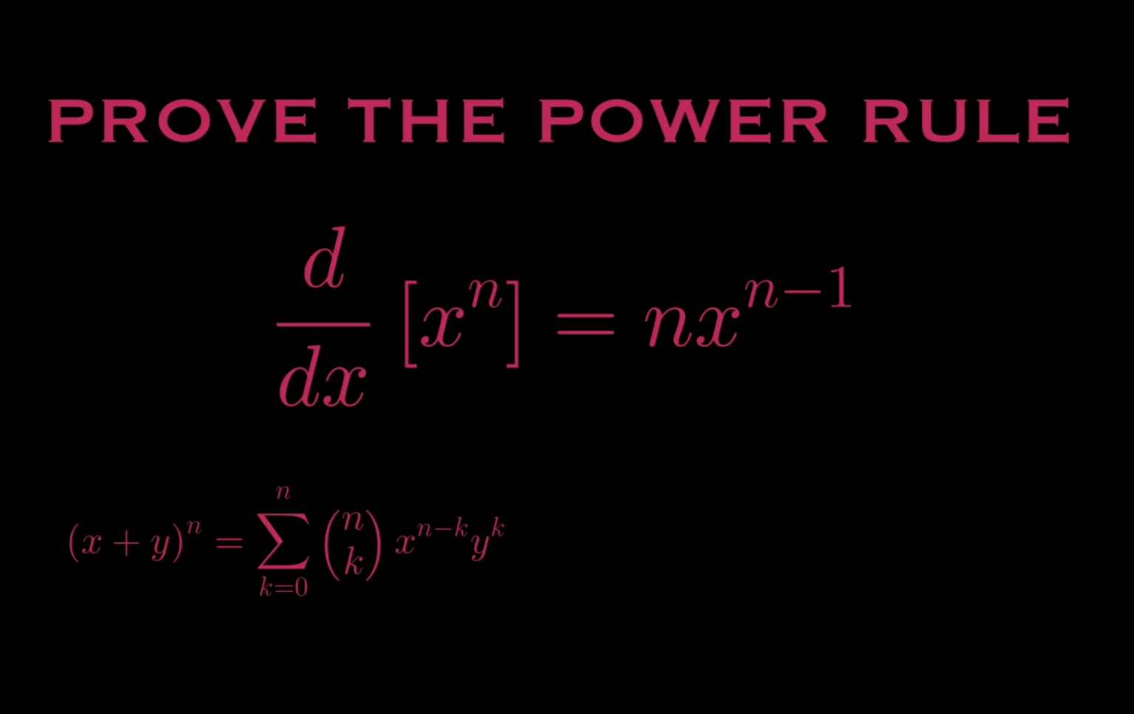And in order to prove the power rule, we're going to need this piece right here to help us, which is the binomial theorem. And the binomial theorem says if we have a binomial raised to the nth power, in this case x plus y to the nth power, that's going to be equal to the sum.